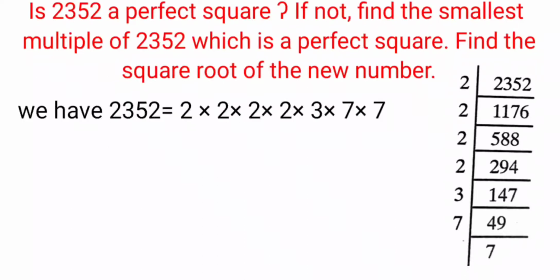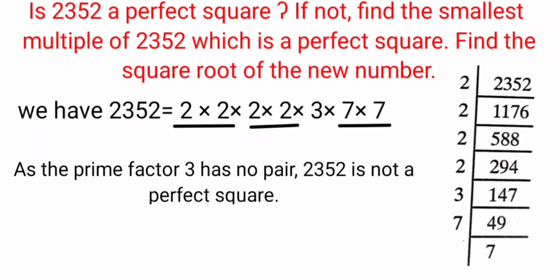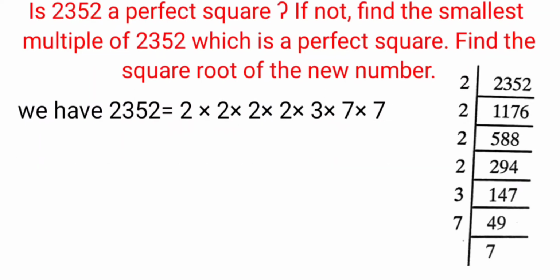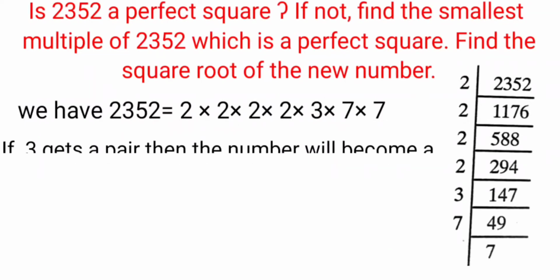Then we can find the factors. These are the factors of 2352. Here we can pair 2, 2 and 7, but 3 is not in a pair. As the prime factor 3 has no pair, 2352 is not a perfect square.